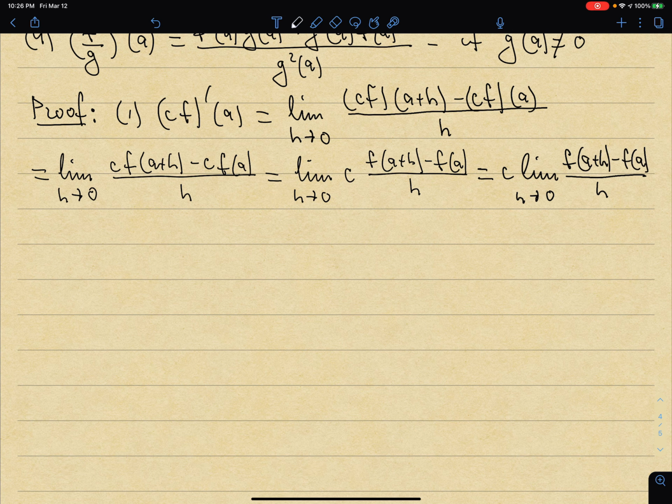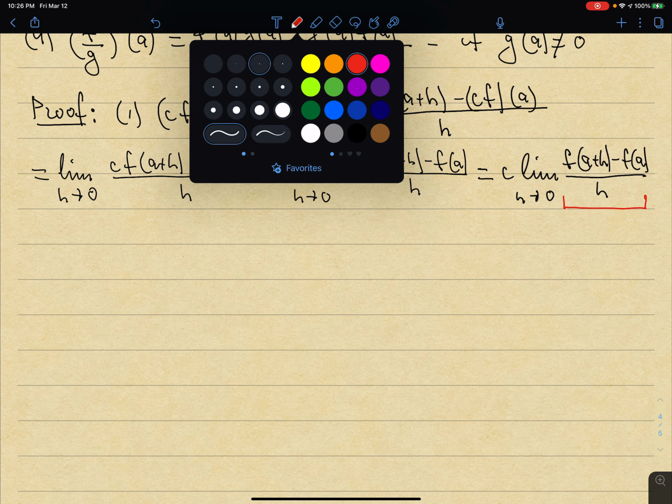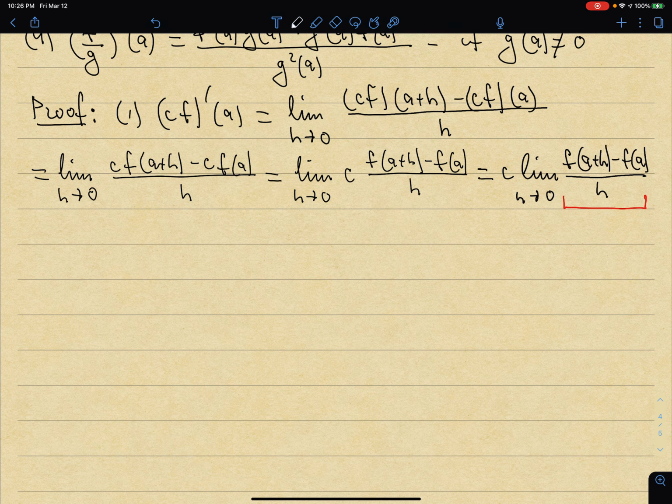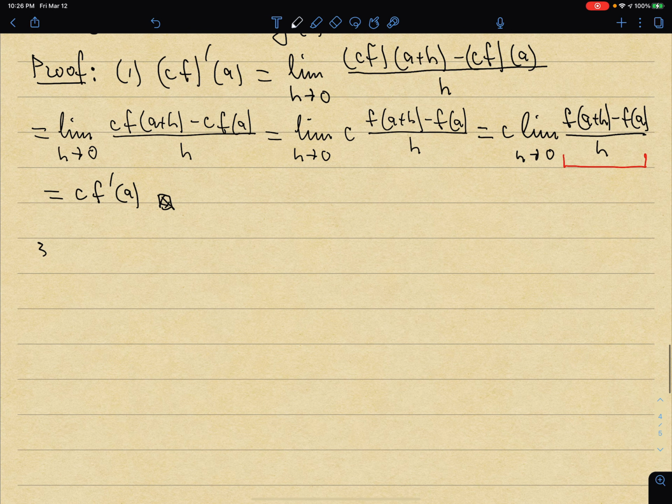All right. So far I'm just using properties of limits. But then if I examine the expression inside the limit, this is nothing but the definition of a derivative at a. So the whole thing is equal to c times f prime of a. So 1 is done. I'm going to skip 2 and go straight to 3.